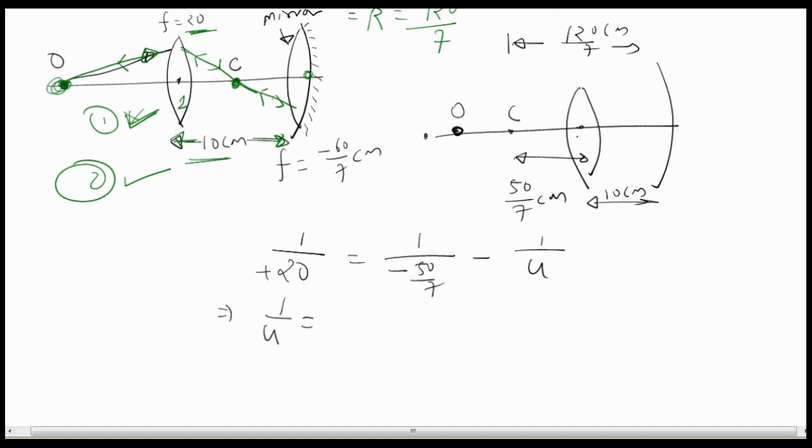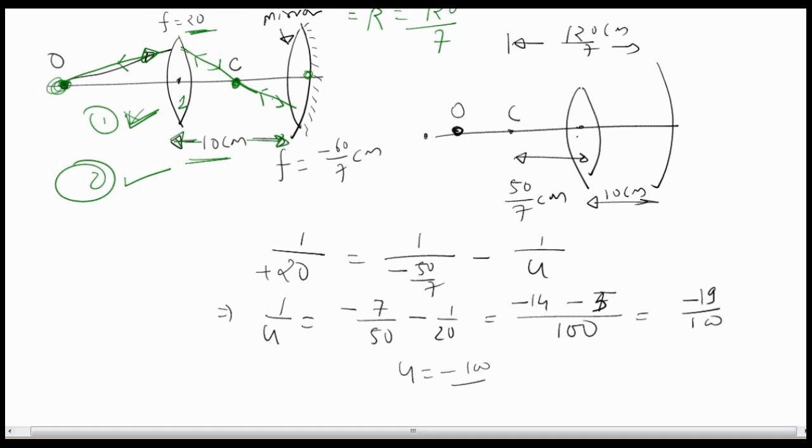This is 1 by u equal to this expression, which will be minus 7 by 50, and 1 by 20 will be minus when it is taken to the right side. Now the LCM will be 100, 50 and 100, this will give you minus 14 and this will give you minus 5. So minus 14 minus 5 is minus 19 by 100, or u is equal to minus 100 by 19. So the final answer should be minus 100 by 19 centimeter. Thank you.